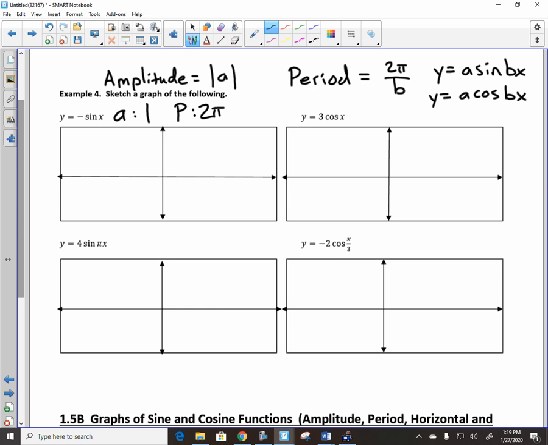So what I do is I mark off positive 1, because that will be the highest it goes. And then negative 1, that will be the lowest that it goes. Mark off 2 pi.